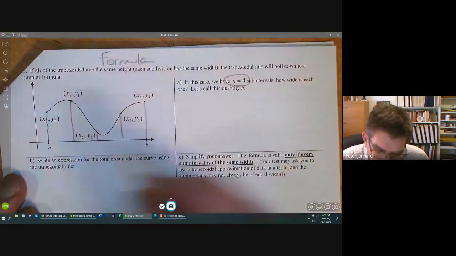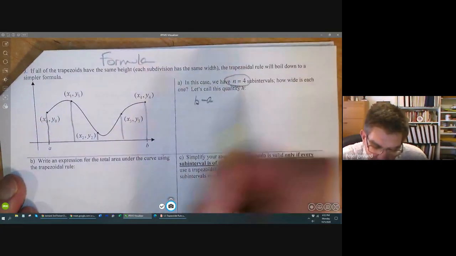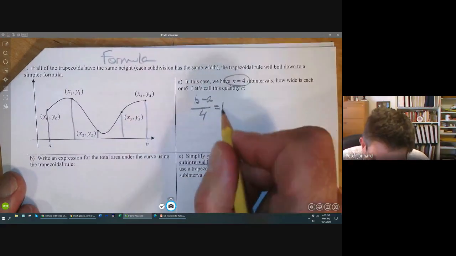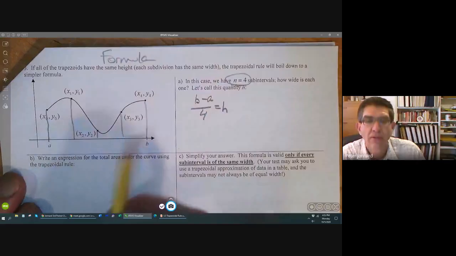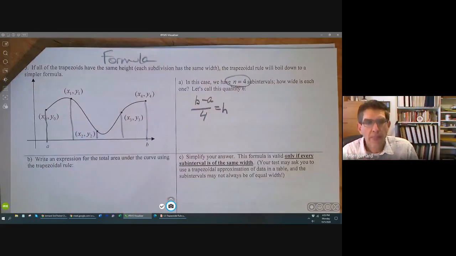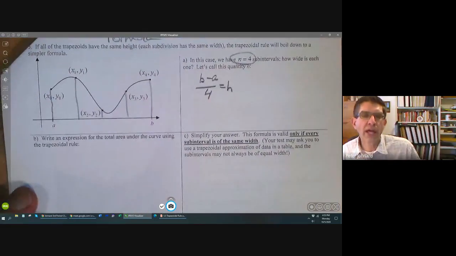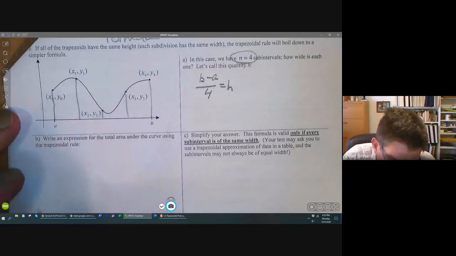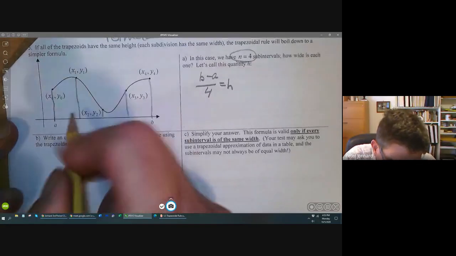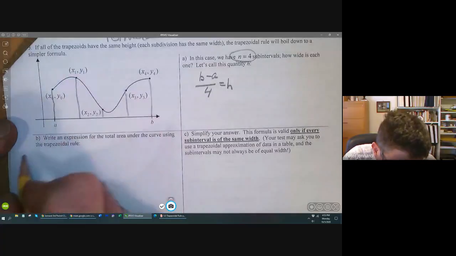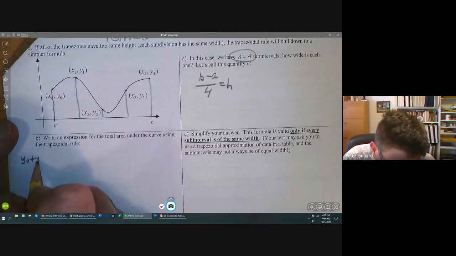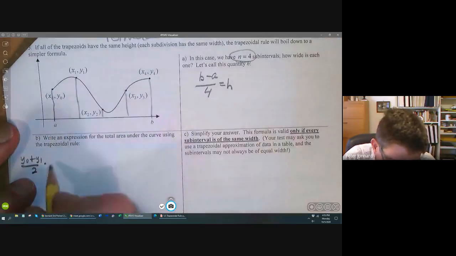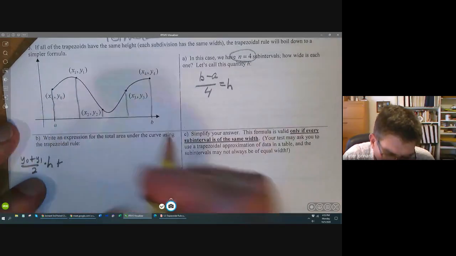So the total distance is B minus A, and I'm going to divide that into 4 equal pieces, and so that I'm going to call H. That height of each trapezoid, I'll call H, okay? Write an expression for the total area under the curve using the trapezoidal rule. So the first trapezoid would be, its base would be y sub naught plus y sub 1 over 2 times the height, let's call that h, and then plus, so that's this one.